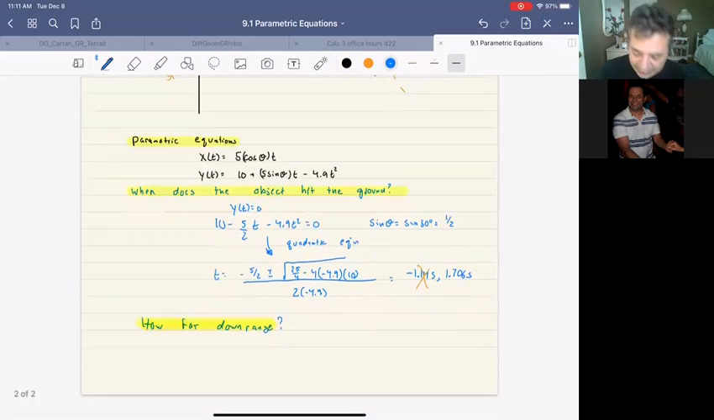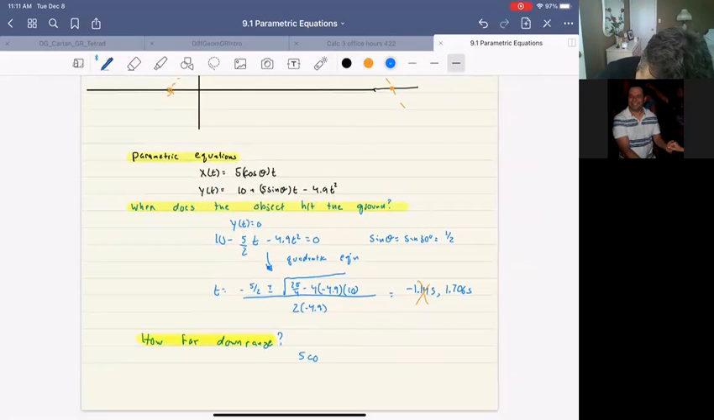It's going to be 5 times cosine of 30 degrees times 1.706, and that's going to be in meters. Okay? All right. That's it for this first video.